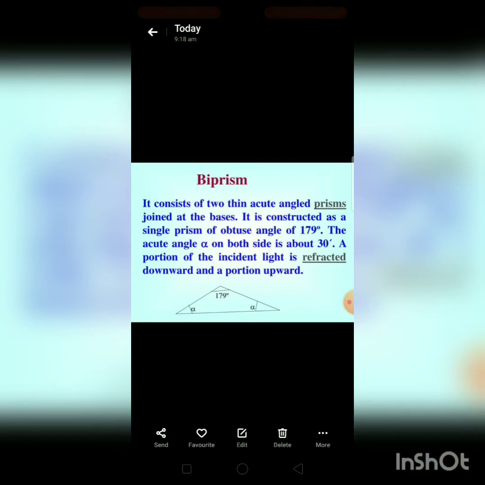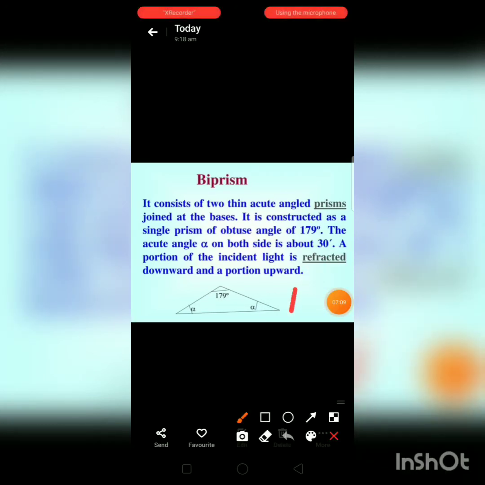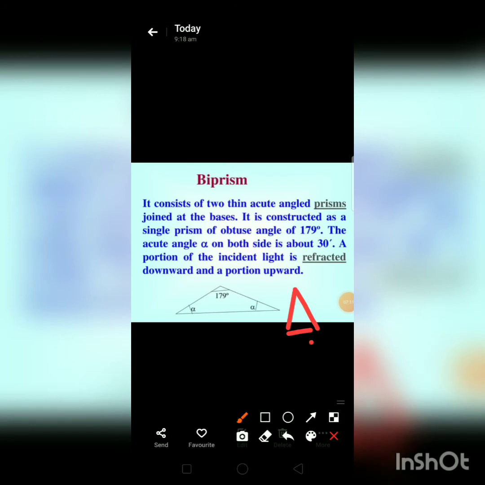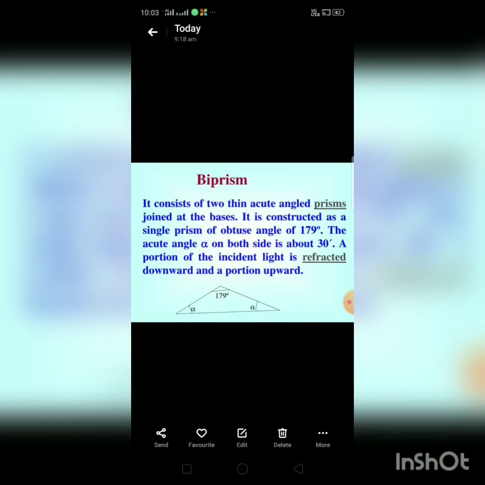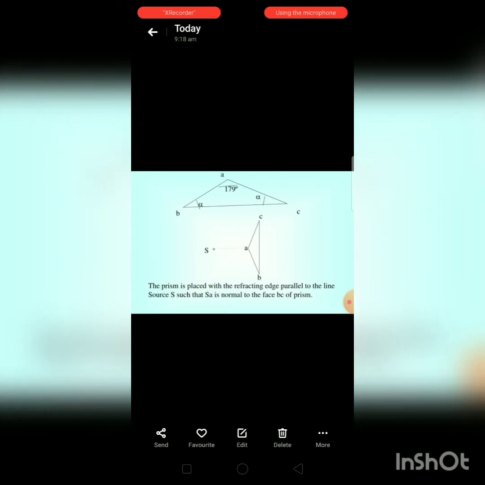Okay, so the biprism consists of two prisms kept base to base. Here is one of the prisms with its base, and we keep another prism here, base to base, close to each other, forming a biprism. I will show it in the next slide. See this diagram: this angle is 179 degrees, and the remaining angles are half a degree.